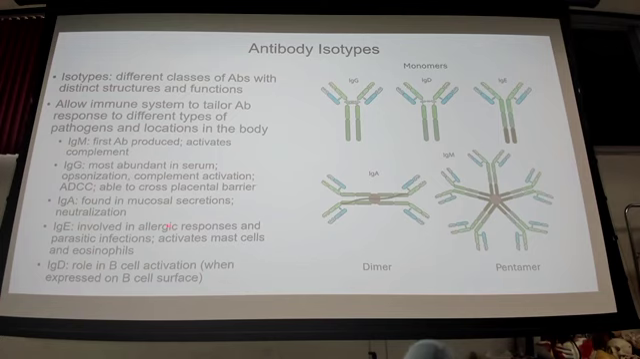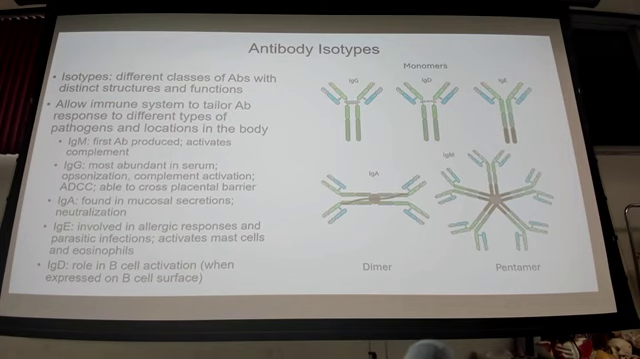ADCC, that's antibody-dependent cell-mediated cytotoxicity. We'll talk about that in a couple slides. So yeah, IgG is arguably one of the most important of these isotypes. However, it's not the first one that is produced once a B cell is activated. The first one that gets actually produced and secreted is this big guy, the IgM pentamer.